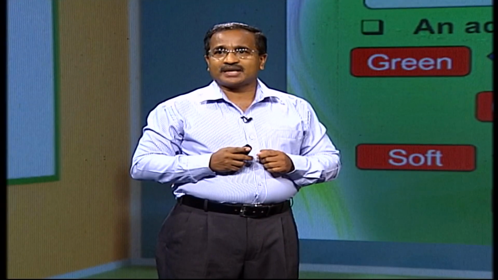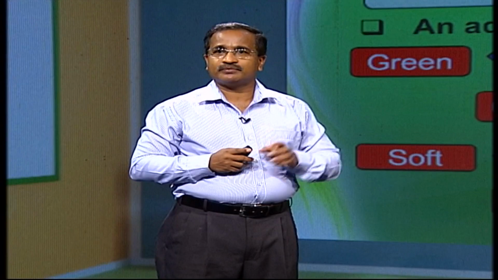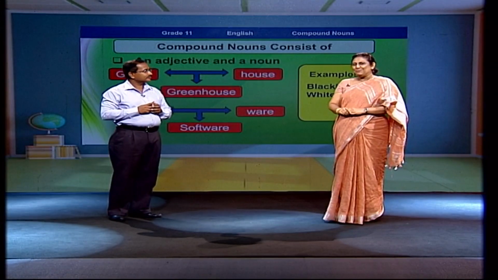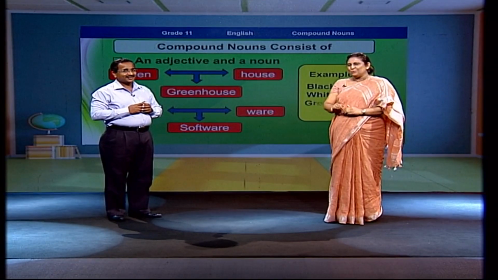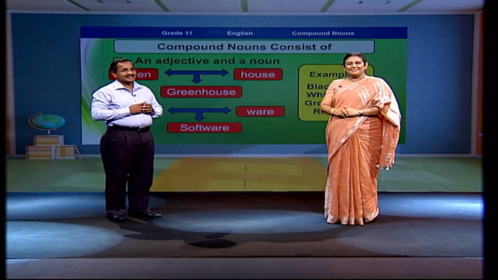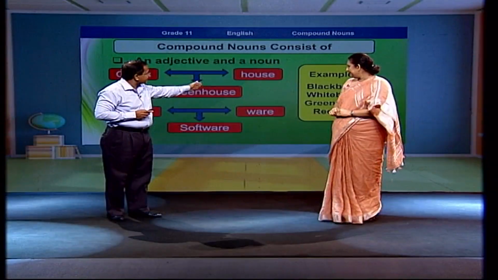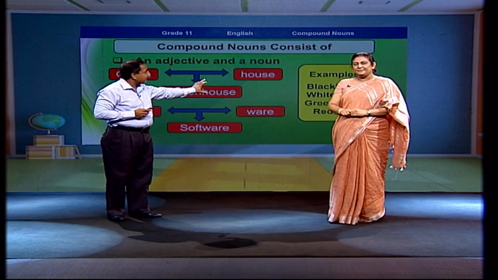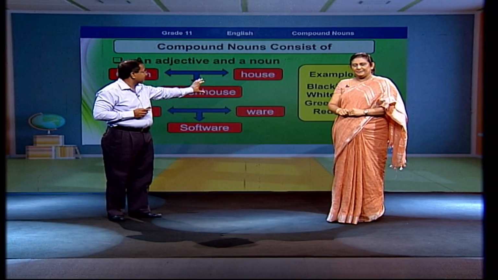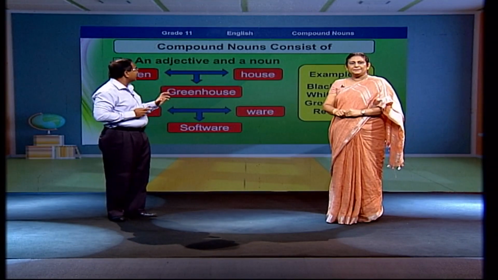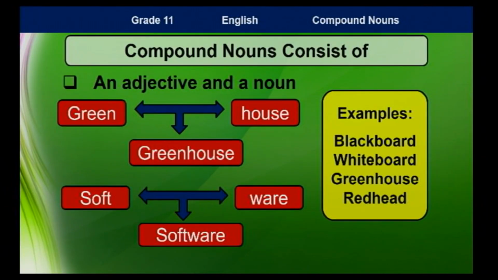Let's have a look at some more examples. Blackboard, whiteboard. An adjective and a noun are together in order to develop these two compound nouns. I wonder whether we use blackboards in our schools these days. Mostly we have whiteboards and even green boards, sir. But in some schools still they use blackboards as well. Right. The word greenhouse, redhead, all these four words in our example box stand as one word. Blackboard, whiteboard, greenhouse, redhead, they all stand as one word when they are merged into compound nouns.